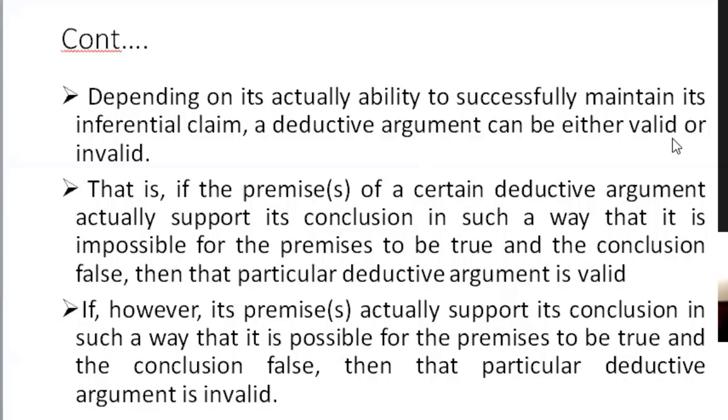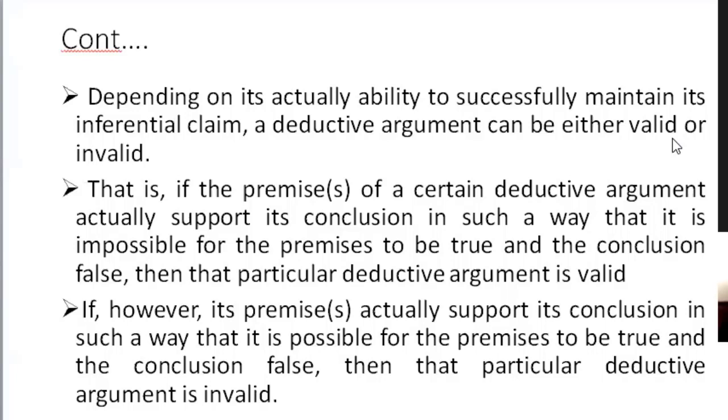We will look at examples later. On the other hand, if its premises actually support its conclusion in such a way that it's possible for the premises to be true and the conclusion to be false, then the particular deductive argument is invalid.